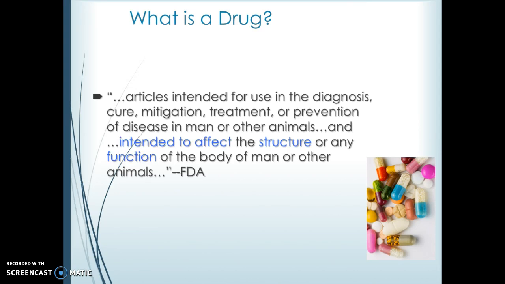We will also discuss basic drug receptor interactions and use those to help predict the anticipated physiological response. So it's important to note what the FDA's definition of a drug is when we're thinking about pharmacology and medications. A drug is defined as an article intended for use in the diagnosis, cure, mitigation, treatment, or prevention of disease in humans or other animals.